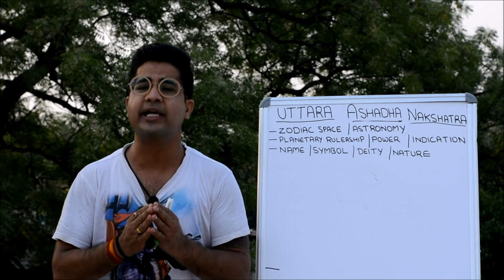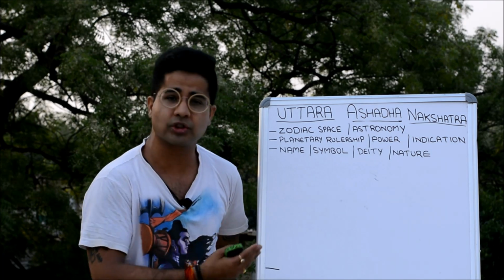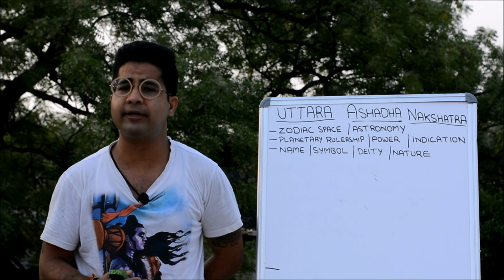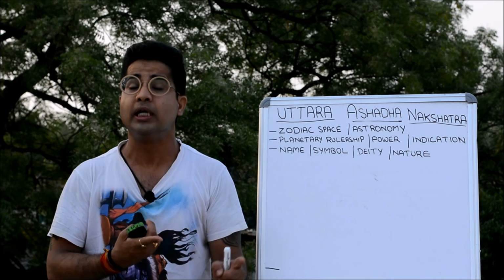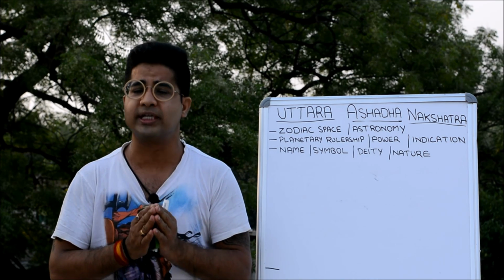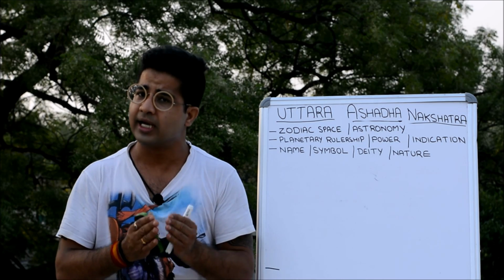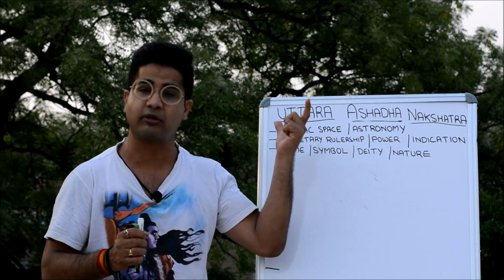So we are going to begin our discussion on the Nakshatra number 21, which is the Uttara-Ashadha Nakshatra. This is just going to be an introductory video where we will try to understand the symbol associated with this nakshatra, the deity, the gods presiding on this nakshatra, and a brief idea about the nature and functioning of this nakshatra. And in the following videos, we will try to get into the depth of this particular nakshatra.